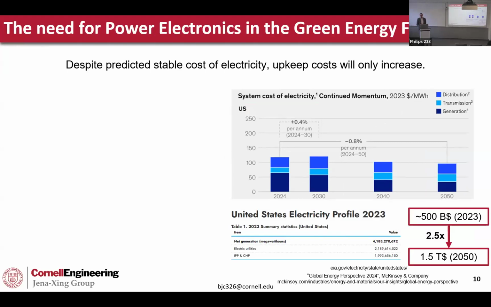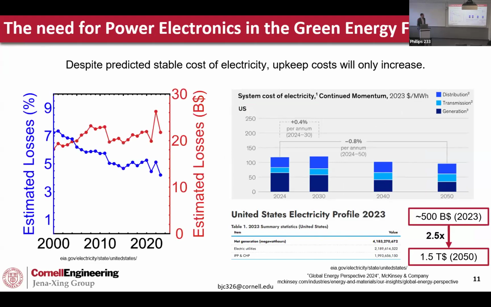There's no perfect system where we have 100% energy going to 100% energy. So if we look at the losses per year, we're doing pretty good, about 4.5%. But if you convert that to dollars, that's several billion dollars, especially with how much electricity we're generating. That's just the tax we pay to move it from one space to the other.